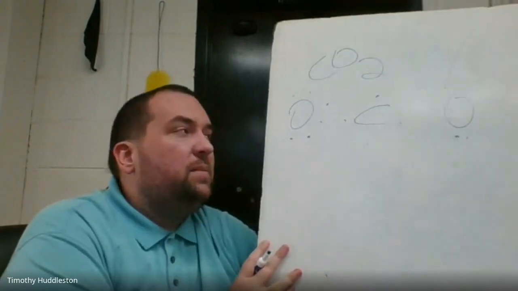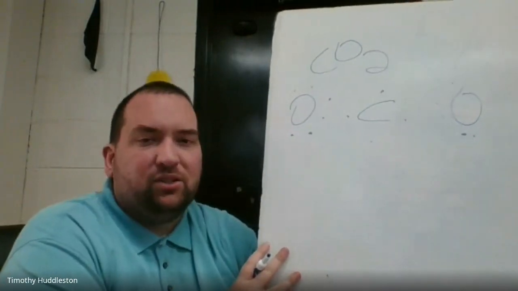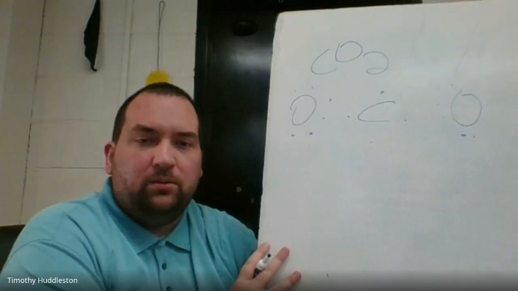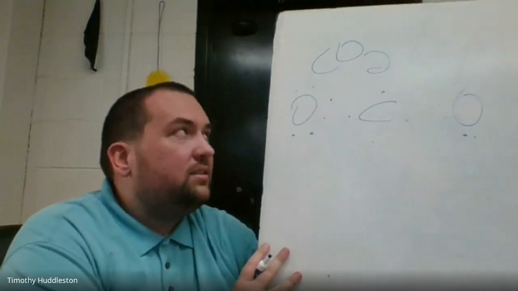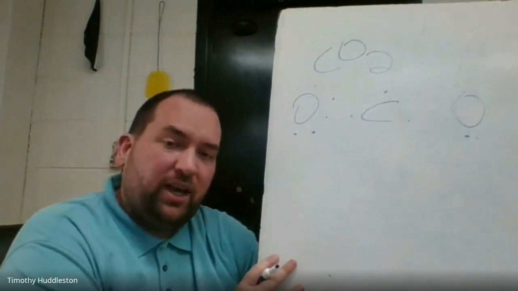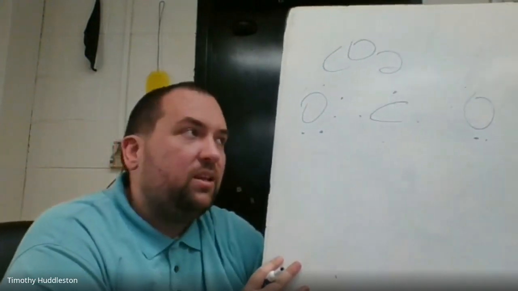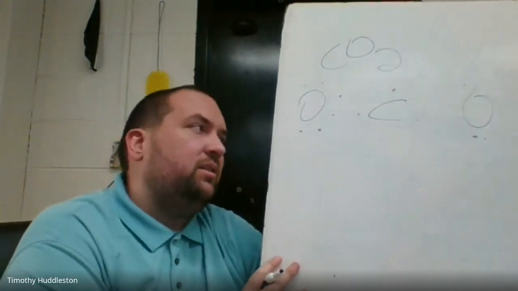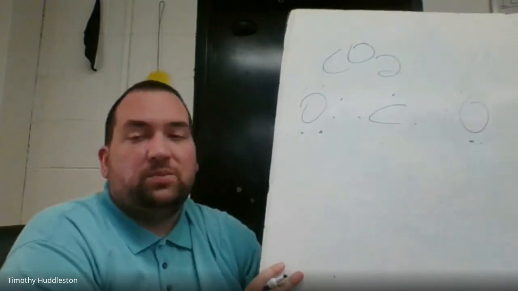Now you may ask yourself, how do I know that C is the central atom in this case? How do I know it's not an O? Well, that's because, generally speaking, the cation is going to act as the central atom. Like I said, generally speaking.